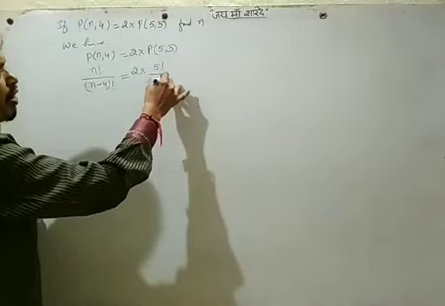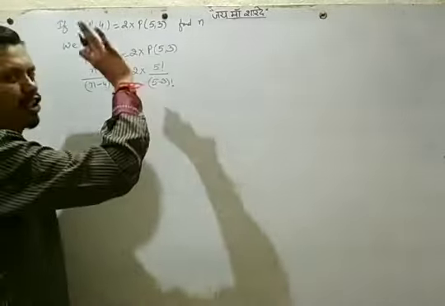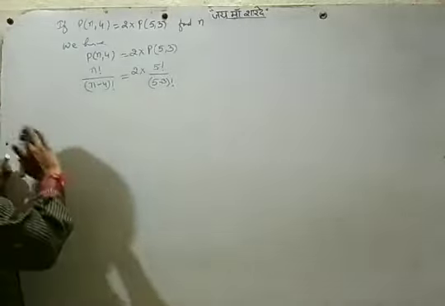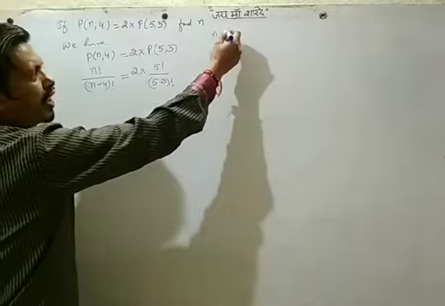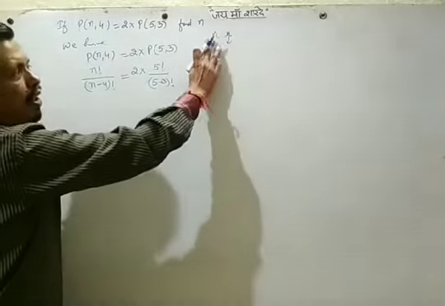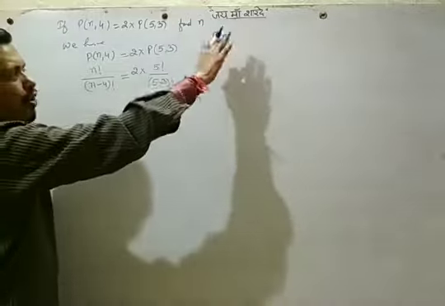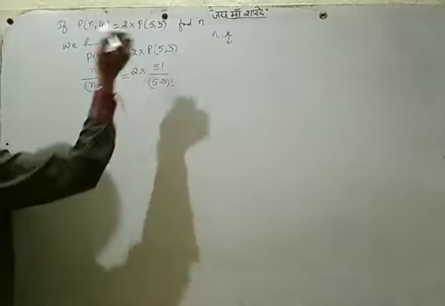r cannot be more than n. r will always be less than or equal to n. We have n objects, so we can take either n or fewer than n. So the value of r can be either n or less than n. It cannot be more than n.